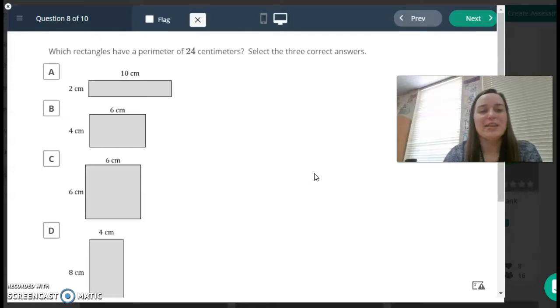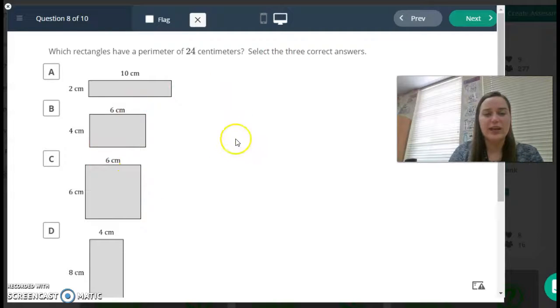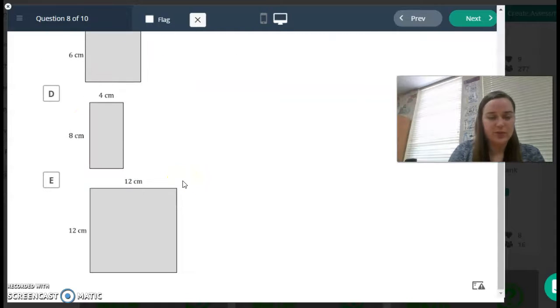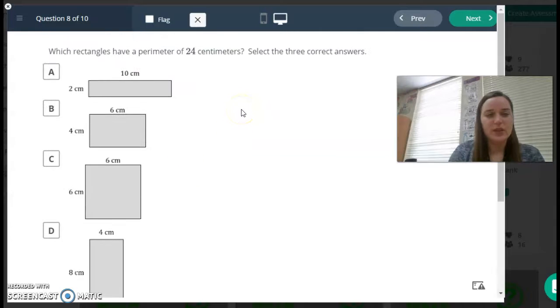Okay, which rectangles have a perimeter of 24 centimeters? Select 3 correct answers. So they're giving us a hint. We're going to have 3. This was just like that question earlier where we had to figure out which one had an area of 26. For this one, you can do it one of two ways that we've already done before. You can add up all of the sides for every single one. And if you scroll down, don't forget there's an E down here to see which one gets 24. Or what we can do, which I recommend for time, is I'm just going to look at the two sides.